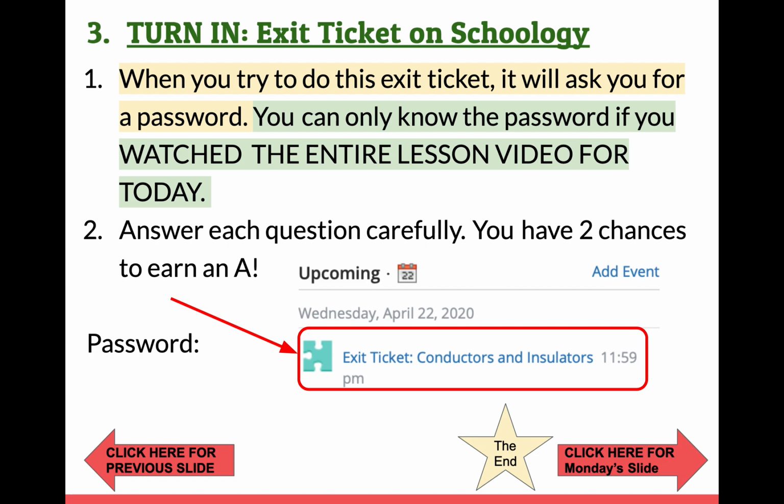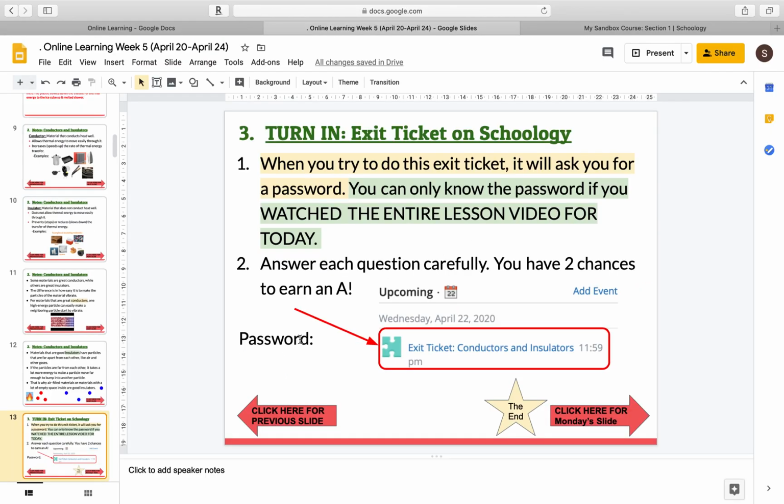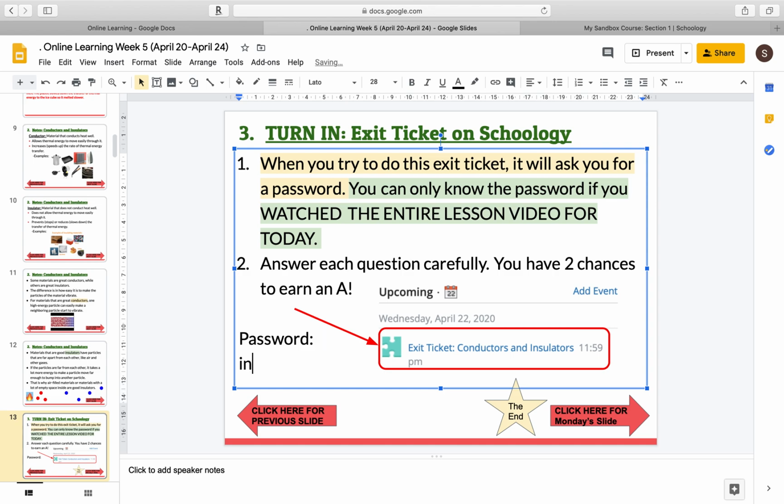You are capable of getting good grades on these quizzes and these assignments as long as you watch the videos and study the notes. So if you don't feel ready for the exit ticket yet, then re-watch the videos and read the notes again before you try these assignments. Please do your best to earn an A. Now for the password for today's exit ticket, the password is going to be the word insulator. Please make sure you spell it correctly. Insulator is the password for today's exit ticket.